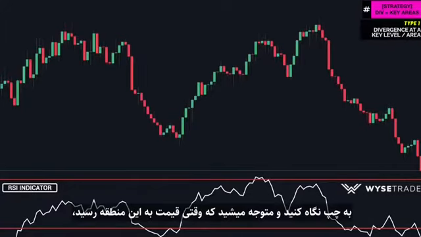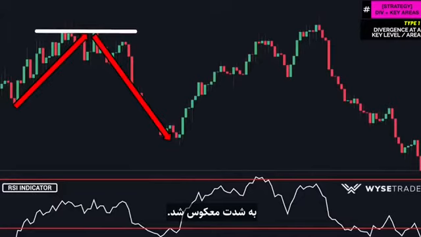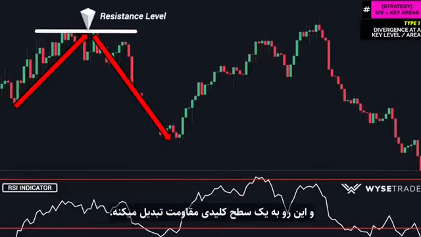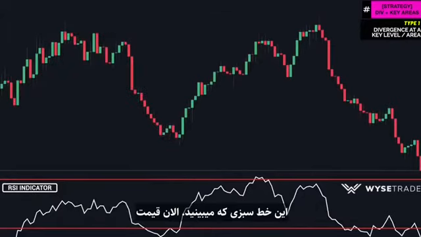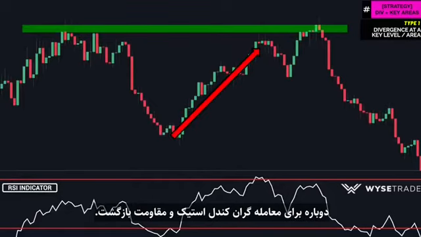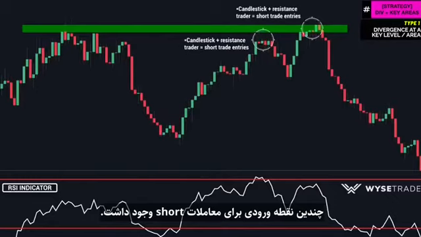So you look left and noticed that when price came up to this area, it hit and reversed drastically, making this a key level of resistance. So you had it drawn in. Now, as price came back up, for candlestick and resistance traders, there were multiple entry points for short trades.